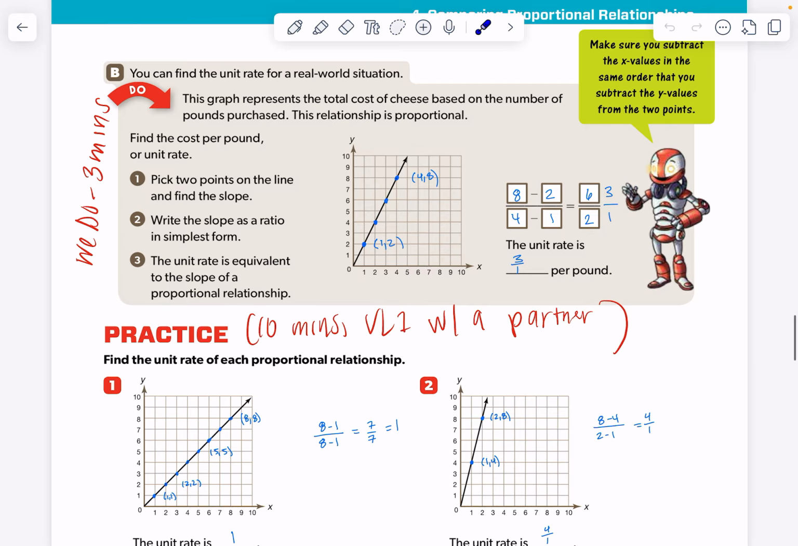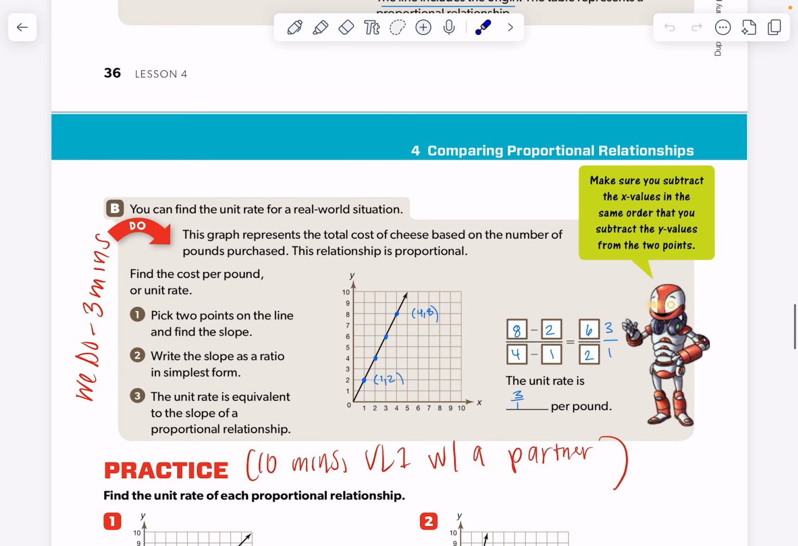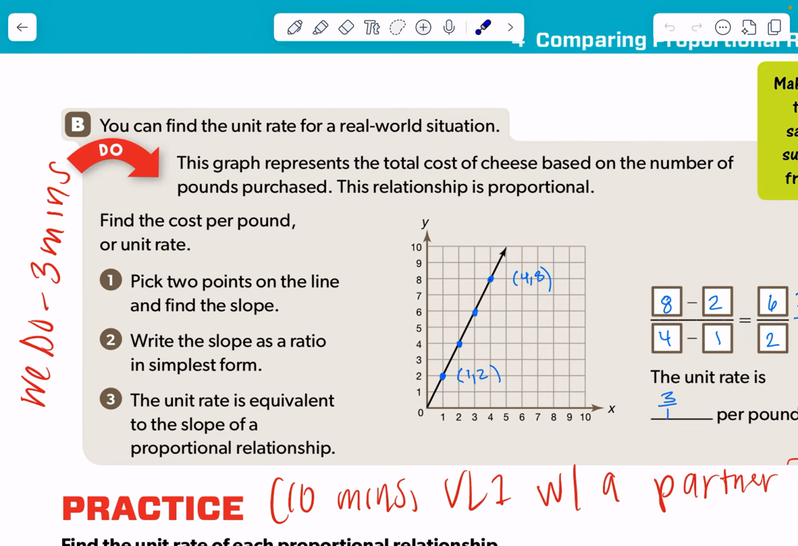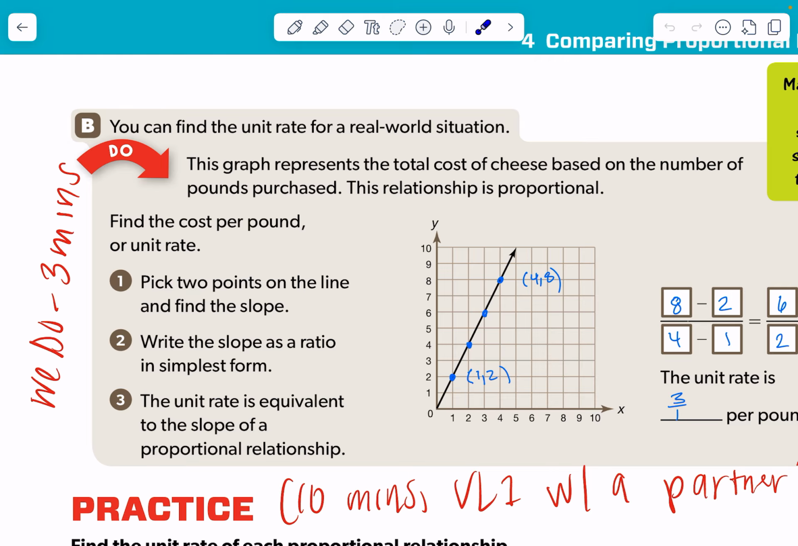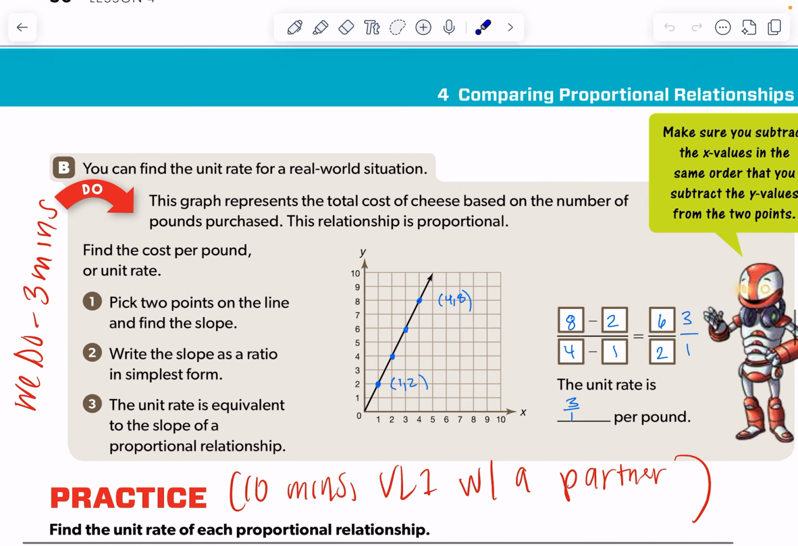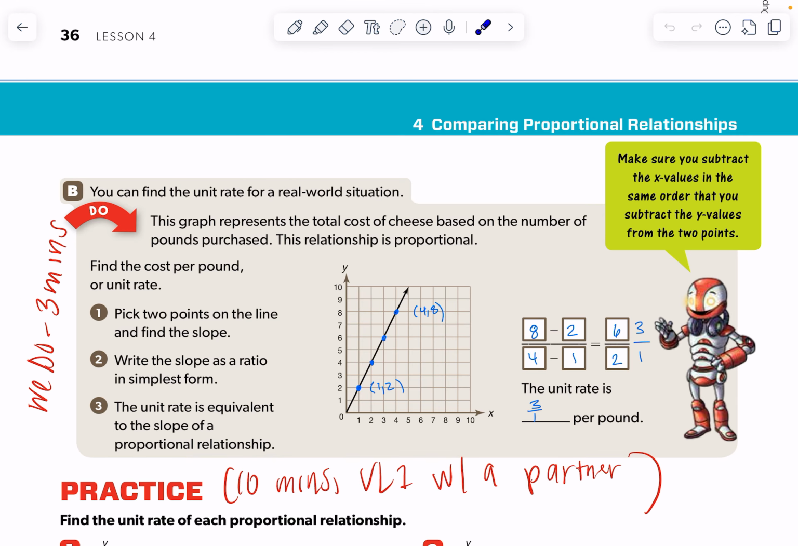Now, this question here requires you to show students how to find the unit rate in a real world situation. And so, same thing as the skill before, students will have to identify the points that are being plotted on this graph. Then they are going to use the points to find the rate of change, just like yesterday. So rate of change, unit rate, same thing.